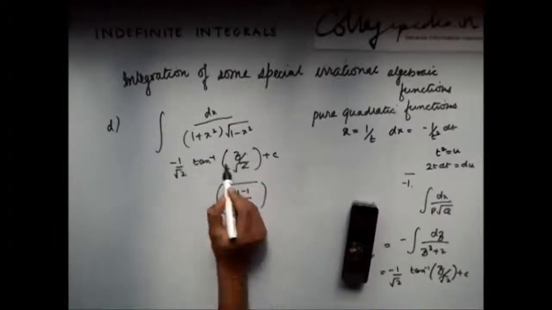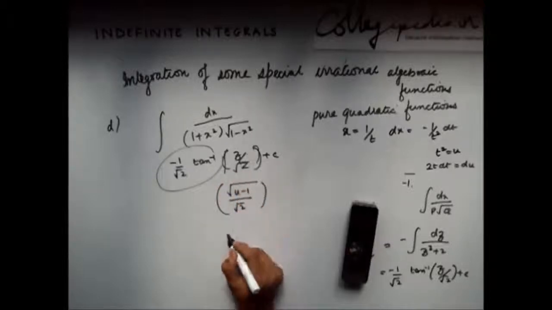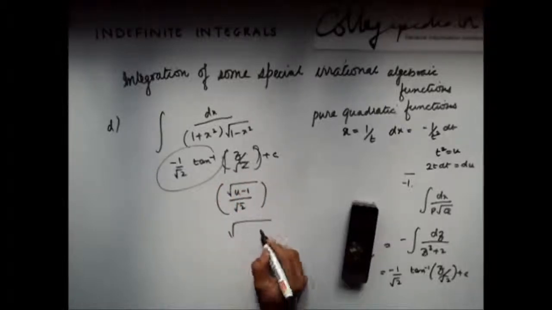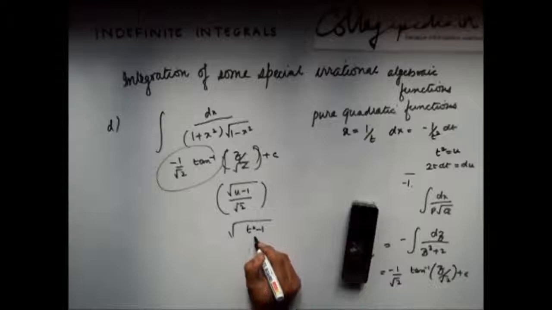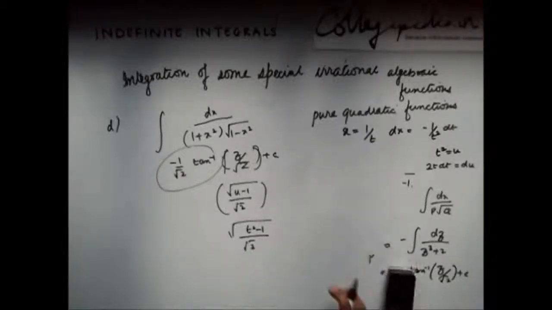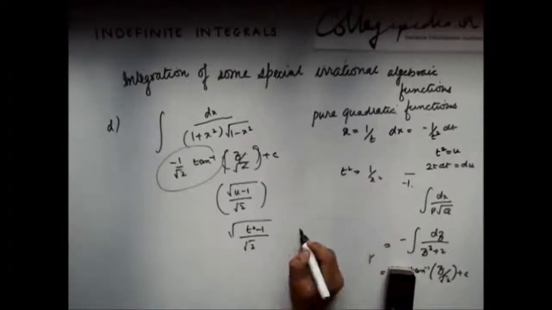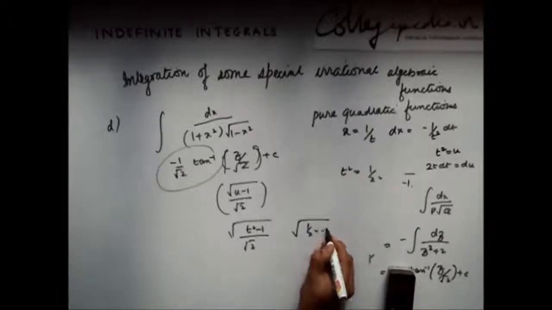Forget about all these things, I am trying to replace this part only. And now u is what? U is t square. So it becomes root under t square minus 1 by root 2. And what is t square now? T square is 1 by x square. So finally I can write this as root under 1 by x square minus 1 by root 2.